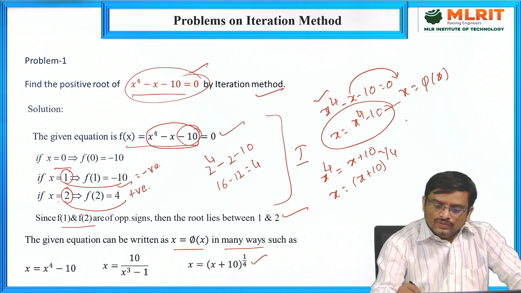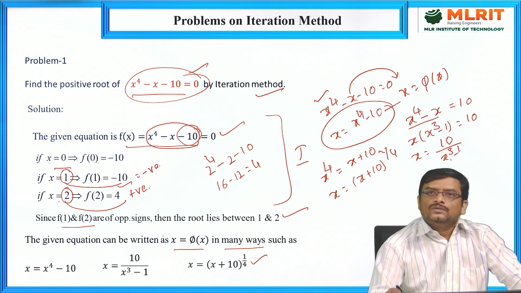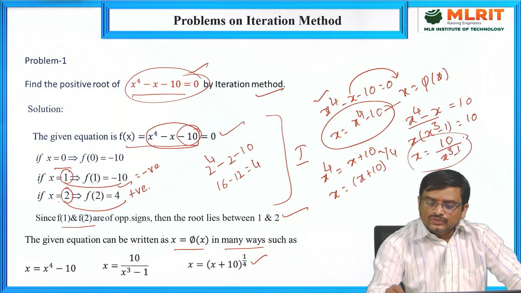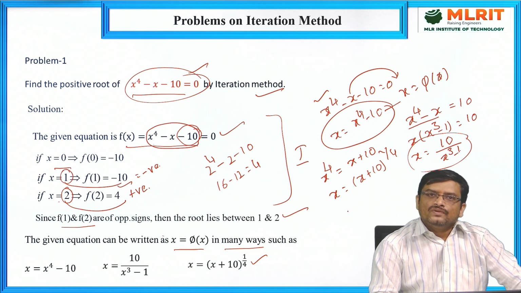So this is one way, and then we will go for the next way. You send this constant term to the other side: x power 4 minus x is equal to 10. From these two terms you take x common, you will get x(x cube minus 1) is equal to 10. So from this you will get x is equal to 10 by (x cube minus 1). So this is another way to convert that function into the form of x is equal to phi of x.